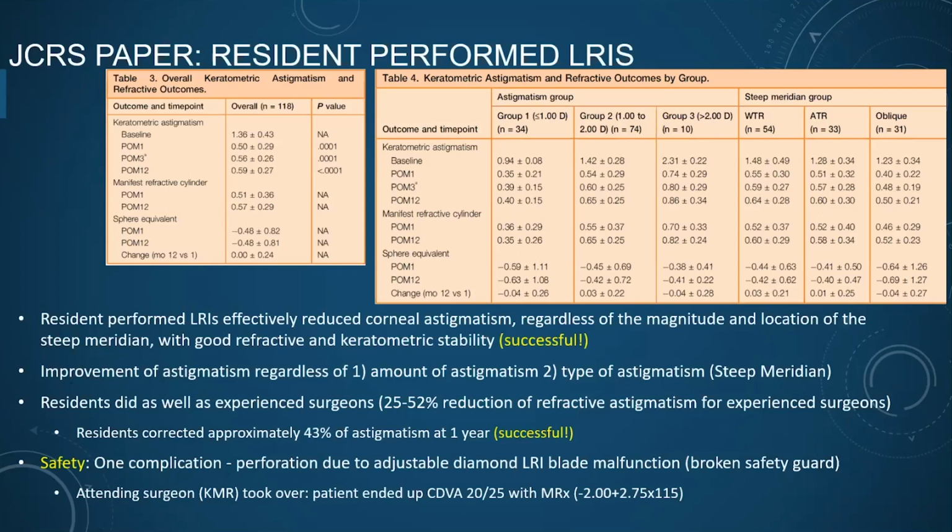The literature reported that there's about 25 to 50% reduction of refractive astigmatism for experienced surgeons, and our residents achieved about 43% reduction of the astigmatism at 1 year, which I would say is quite successful because it's right in the middle of what experienced surgeons have reported.